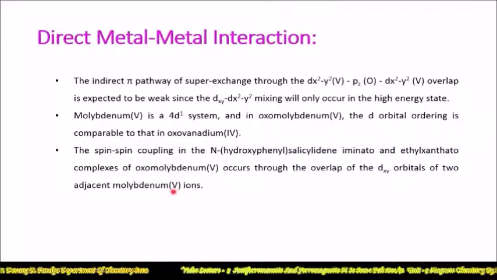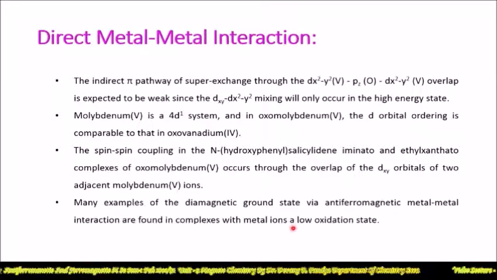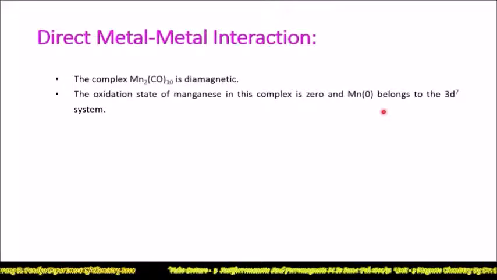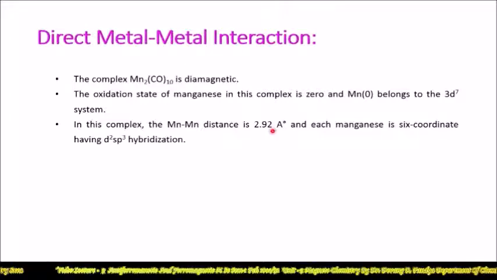Many examples of the diamagnetic ground state via antiferromagnetic metal-metal interactions are found in complexes with the metal ions in a low oxidation state. The complex Mn2(CO)10 is diamagnetic in nature. The oxidation state of manganese in this complex is 0, that is, Mn0 belongs to the 3d7 system. In this complex, the Mn-Mn distance is about 2.92 angstrom and each manganese is 6 coordinated having d2sp3 hybridization.